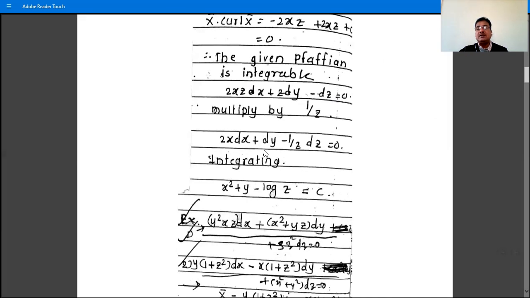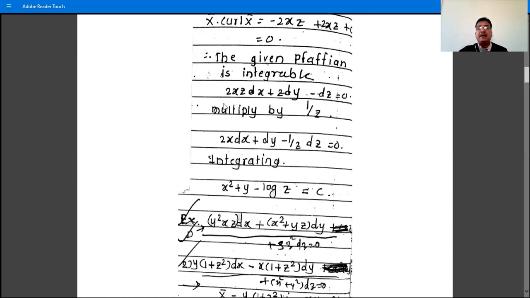This equation is in variable separable form. All three variables are separated. If you observe the coefficient of dx, it is a function of x only. The coefficient of dy is a constant term. The coefficient of dz is a function of z only, and therefore it is in three variable separable form. So just separate the variables by multiplying by 1/z.